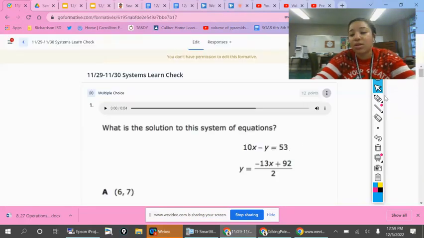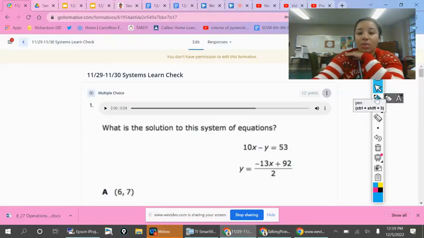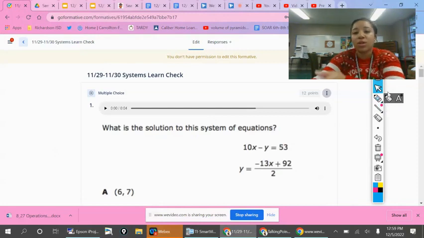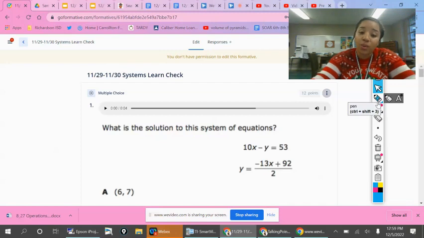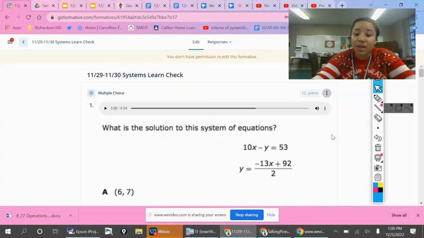Okay, so we're going to go over the systems learn check, and I'm going to do each question. If you missed a question, make sure you correct it and show all work so you can get partial credit. So what is the solution to the system here?